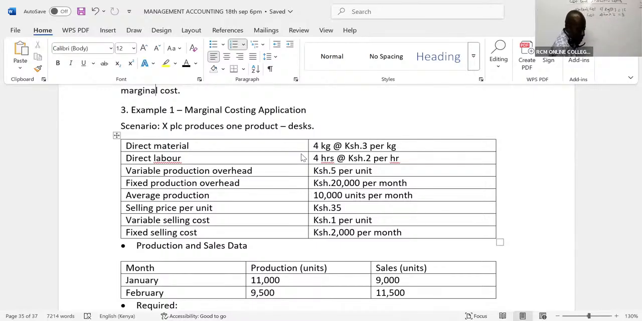Then we have a variable production overhead per unit, which gave us 5. And because this is full costing, we must also bring fixed production overhead per unit. Remember, it is 20,000 per month, for producing 10,000 in a month, which gave us 2. At the end of the day, we see a figure of 27.